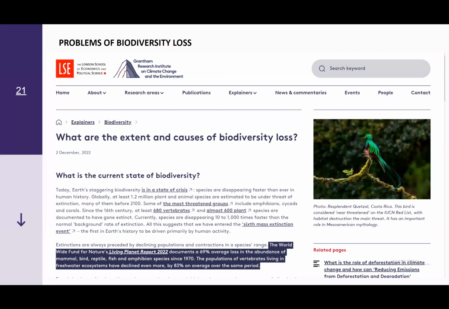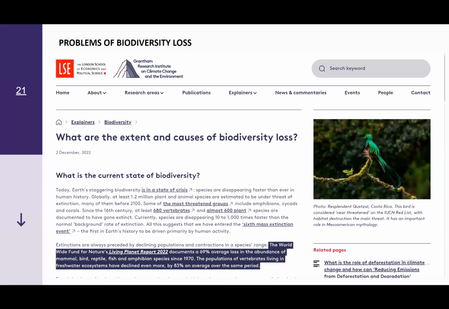So the population of vertebrates living in freshwater ecosystems have declined even more, by 83% on average over the same period. So if you are somebody who loves nature and hopes that the coming generation also will have something to rely on for inspiration, for medicine, for recreation, and the rest, this information should shock you, considering the fact that 1970 is just about 5 decades ago, and we've lost over 69% of the abundance of mammals, birds, reptile, fish, and amphibian species. This is a huge problem.